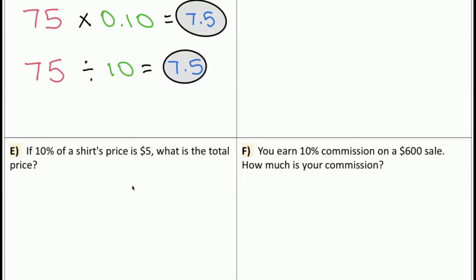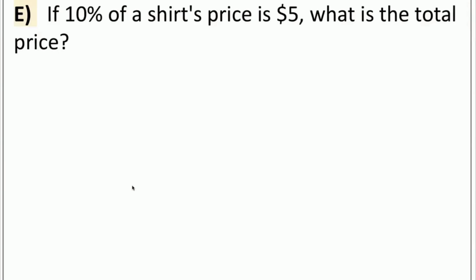Before we move on, I want you to take a look at problem E. I'll zoom in. Problem E, it says if 10% of a shirt's price. So we don't know what the total price is here. We're looking for the whole.